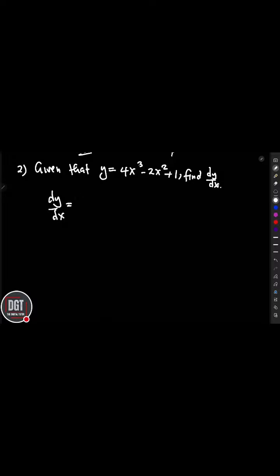So we multiply by the power, the coefficient of x, then we reduce the power. So it is 4 multiplied by 3, then x^(3 minus 1). Okay? Then minus 2 multiplied by 2, x^(2 minus 1). Then the derivative of the constant is just 0, so we do not include that one. So we are going to deal with this part. So it's going to be 12x^2 - 4x. So this is the dy/dx.